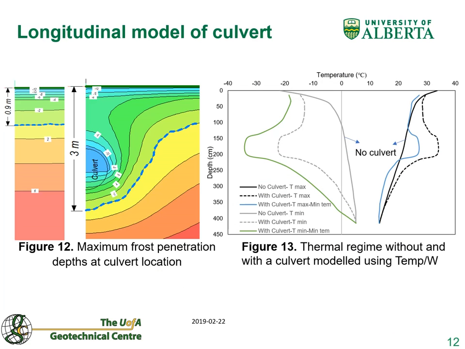The results showed that by adding culverts to the model, the frost penetration depth increases to 3 times. And the culvert has a warming effect on the ground during summer and a cooling effect during winter.